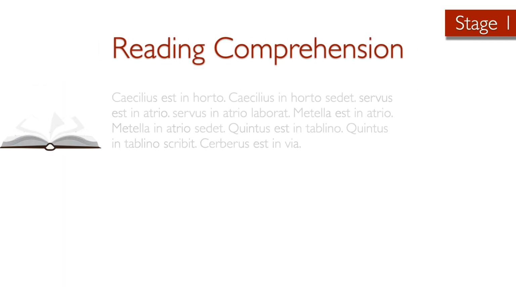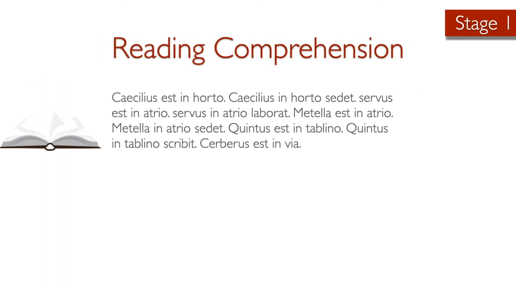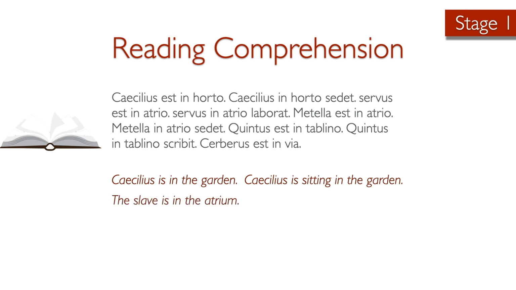Okay, so now let us put our newfound Latin skills to the test by translating an actual Latin passage. Caecilius est in horto. Caecilius is in the garden. Caecilius in horto sedet. Caecilius is sitting in the garden. Servus est in atrio. The slave is in the atrium. Servus in atrio laborat. The slave is working in the atrium.